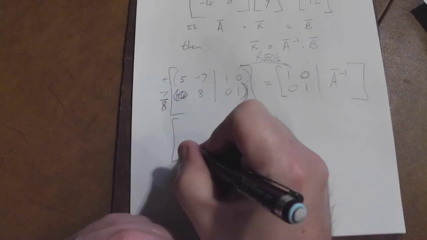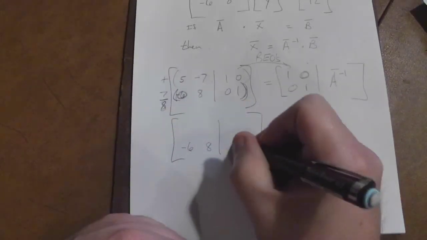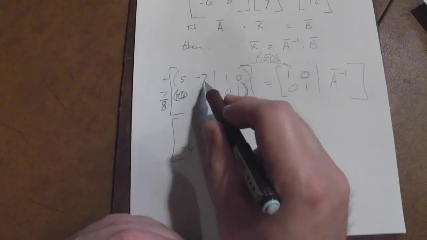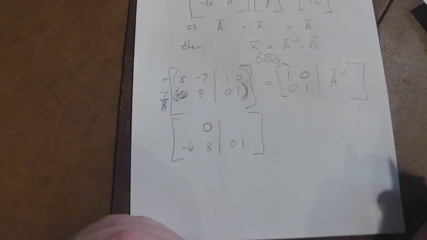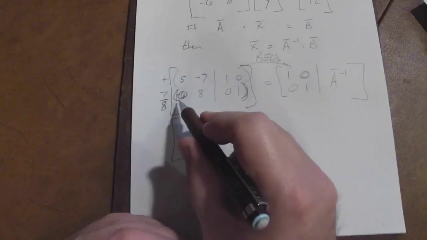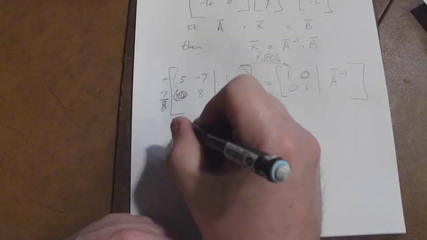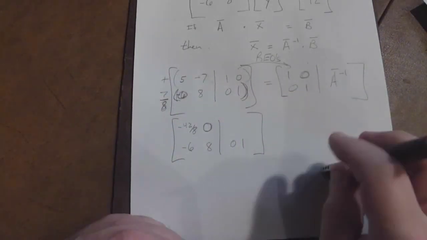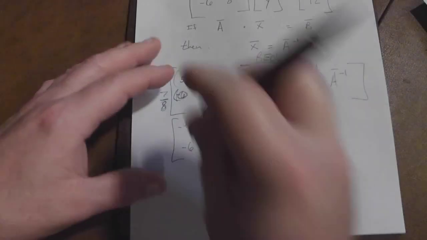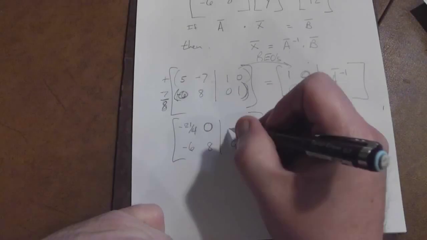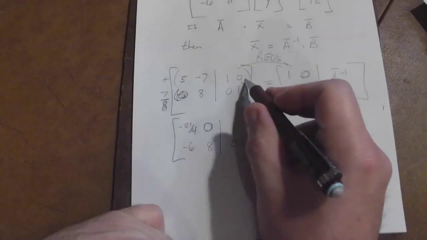This is not going to change my second row. But when I add it to the row above, 7/8 times 8 is 7, and 7 plus negative 7 makes a 0 in this location. Now, 7/8 times negative 6 is going to turn into negative 42/8. We could simplify that. What does that simplify into? 21/4. If we wanted to simplify that, maybe we should. Right? 7/8 times 0 is 0, so plus 1 is 1, and 7/8 times 1 is 7/8, plus 0 is 7/8.